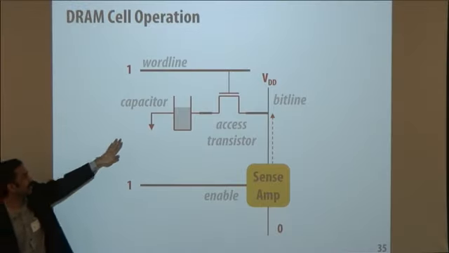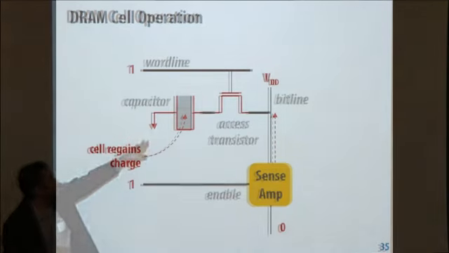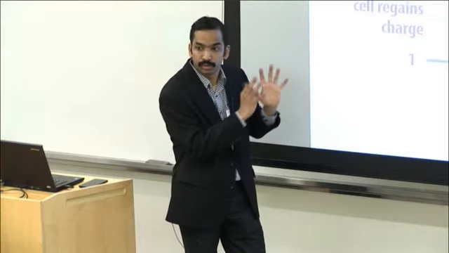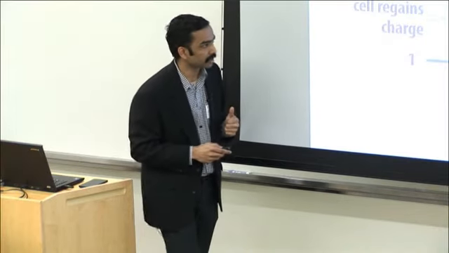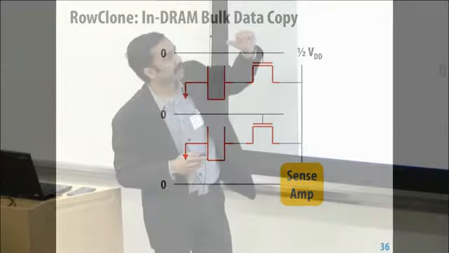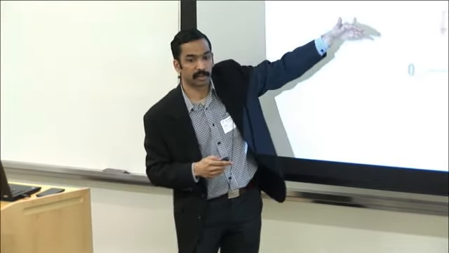And since the cell is still connected to the bit line, it's also going to replenish the charge on the cell. Right? So this is the system that modern DRAMs use to access data. Now let's look at what happens with two cells connected to the same sense amplifier. Let's say we want to copy data from the top cell to the bottom cell.